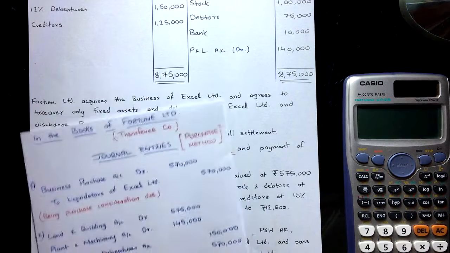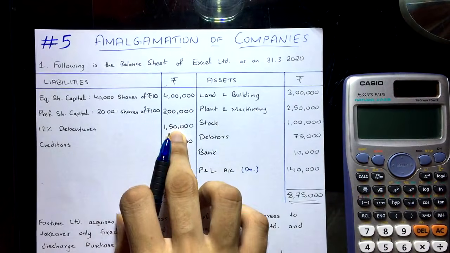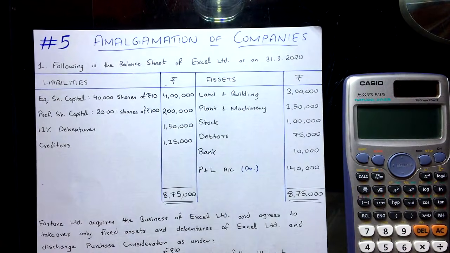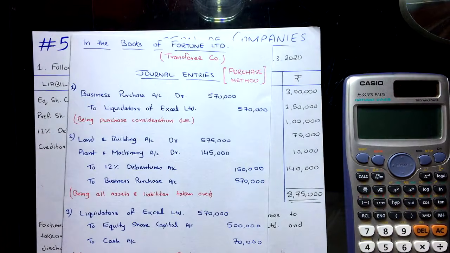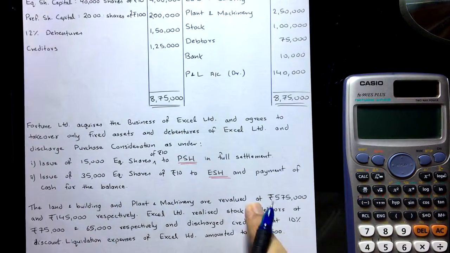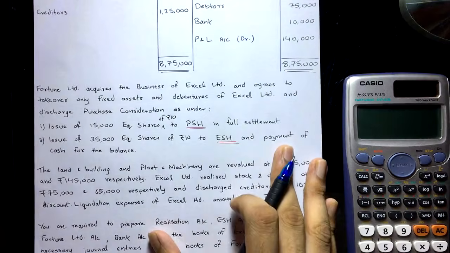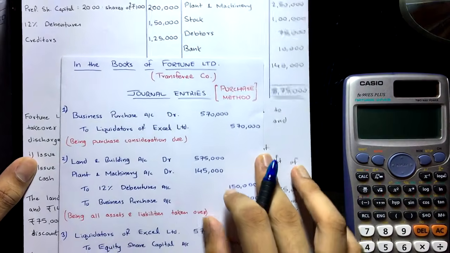What liability did you take? You took only debentures. You, Fortune Limited, only took debentures, right? At what value? At the book value itself, right? So to 12% debentures, 1,50,000. Now nothing is said in the question. See here, no agreed value of debentures is given. So you have to assume that it is taken over at the book value only, and you have to assume that is the agreed value.